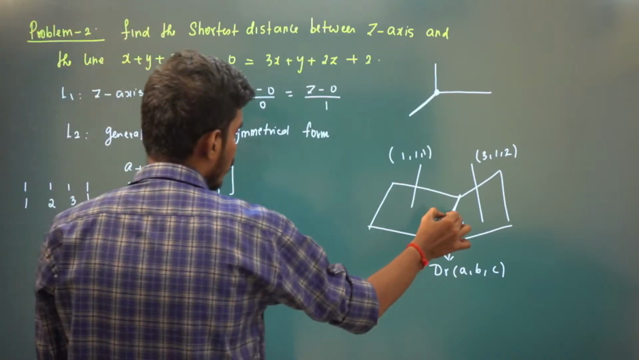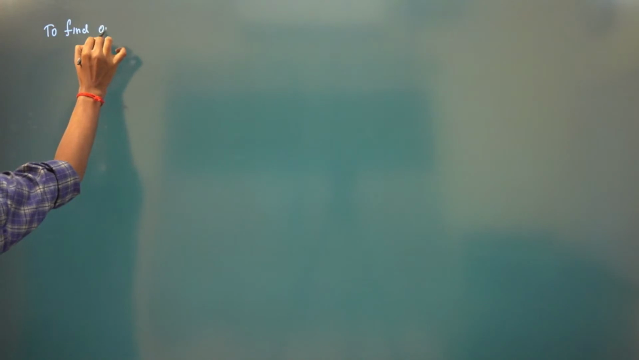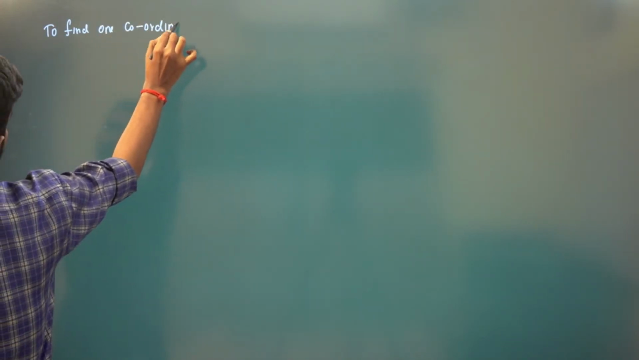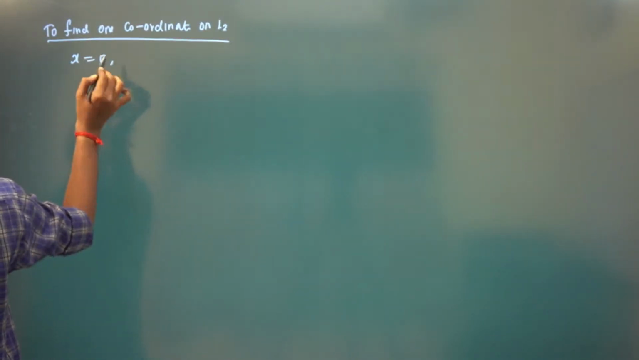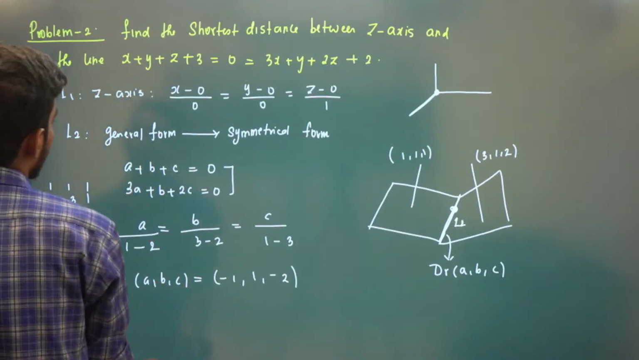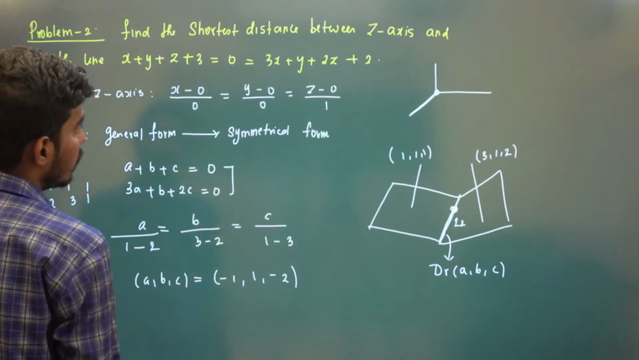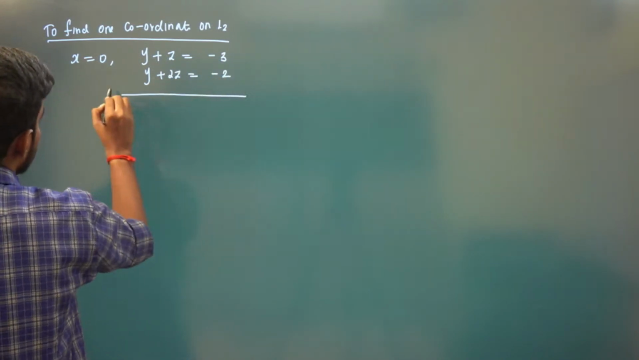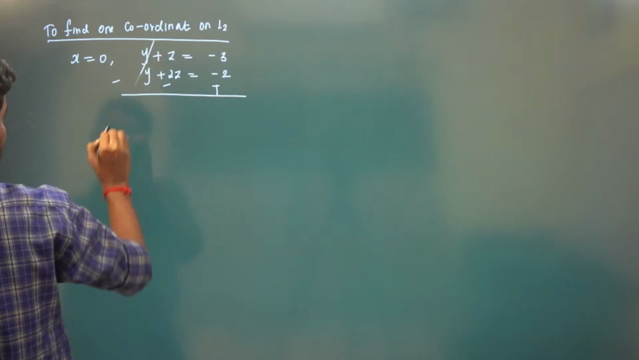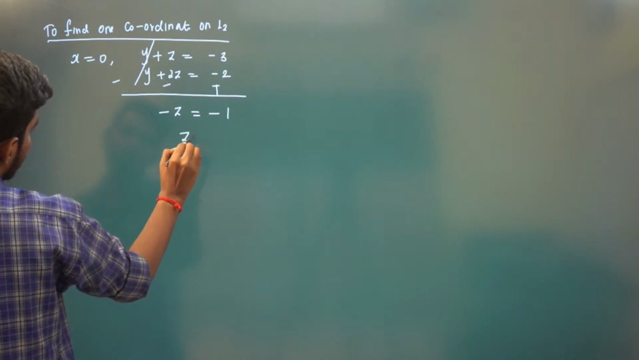So we need to find any one coordinate on L2. Let us put x is equal to 0 and solve for y and z. If x is 0, we have y plus z is equal to minus 3, and y plus 2z is equal to minus 2. Subtracting, z minus 2z is minus z, and minus 3 plus 2 is minus 1. We have z is 1.